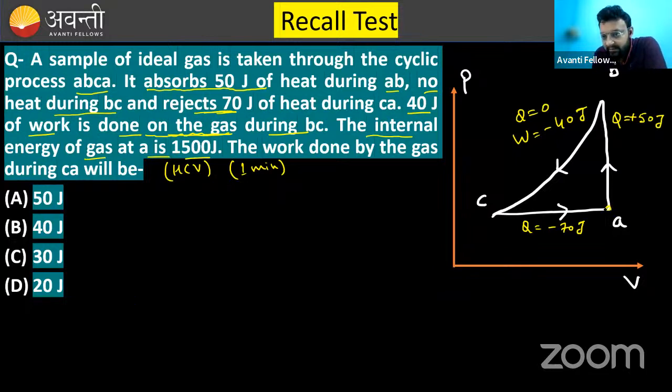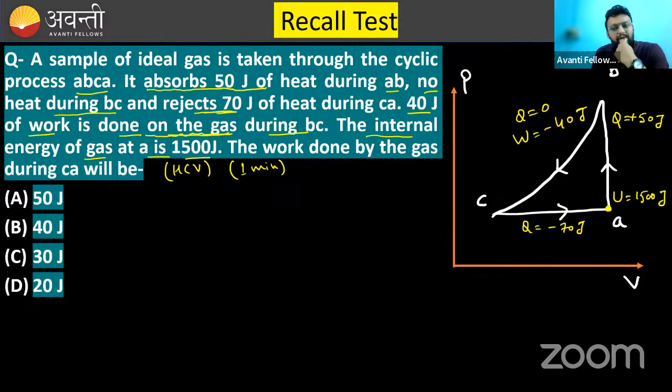Again, next statement is the internal energy of gas at A is 1500 joule. So at A, that means at this point, U is equal to 1500 joule. I think each and every statement is clear till now. I have mentioned everything that is given in the question. Now, the work done by the gas during the process CA. CA is the process in which work done is asked.